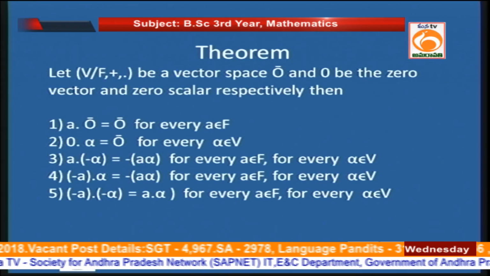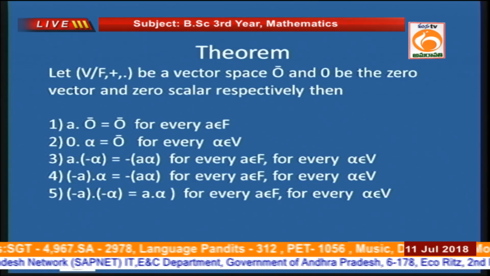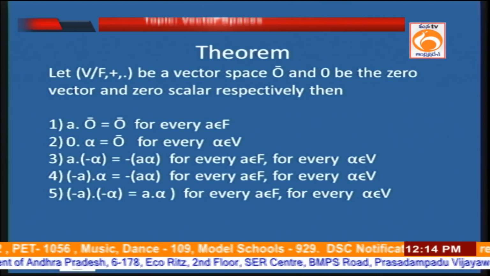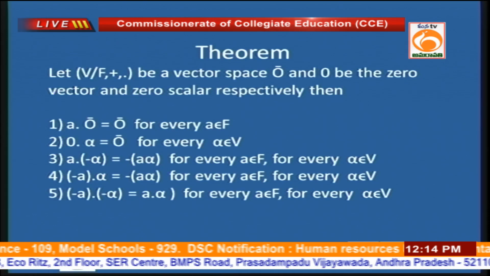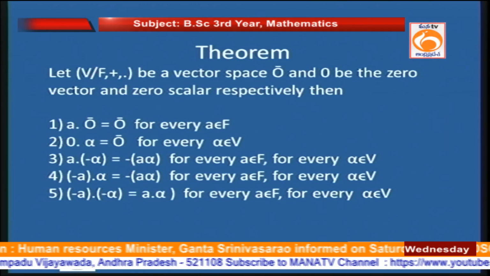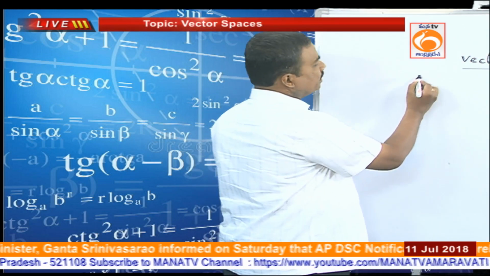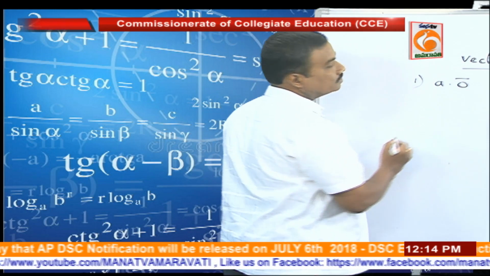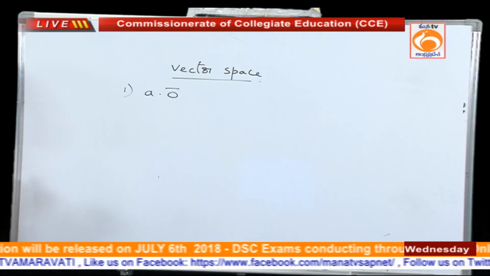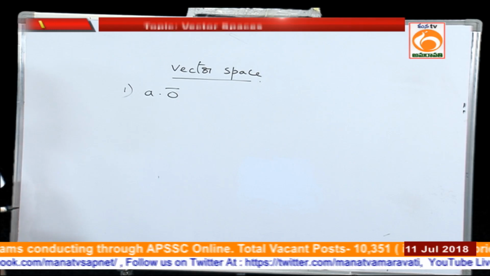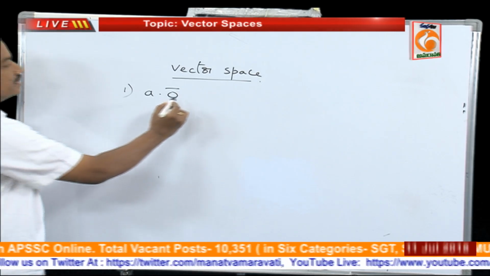The fifth one, minus A dot minus alpha, that comes out to be A dot alpha for every A belonging to F and for every alpha belonging to V. So, let us look at the simple proofs of these statements. The first one states A dot 0 bar. If you observe this statement, I have to prove that this is equal to 0 bar. Okay, so start in this way.